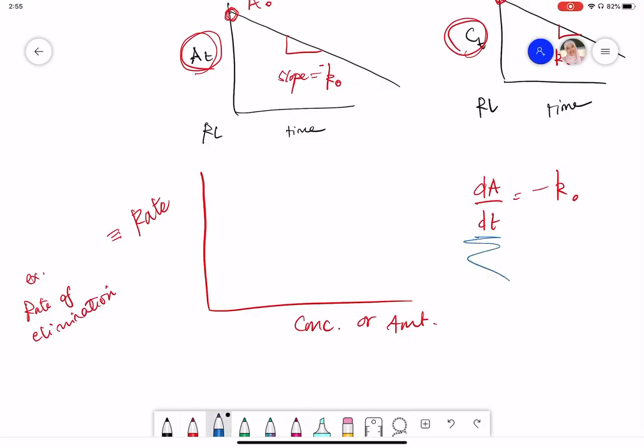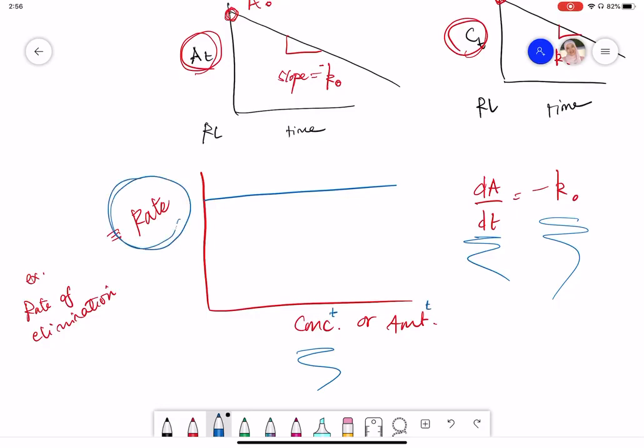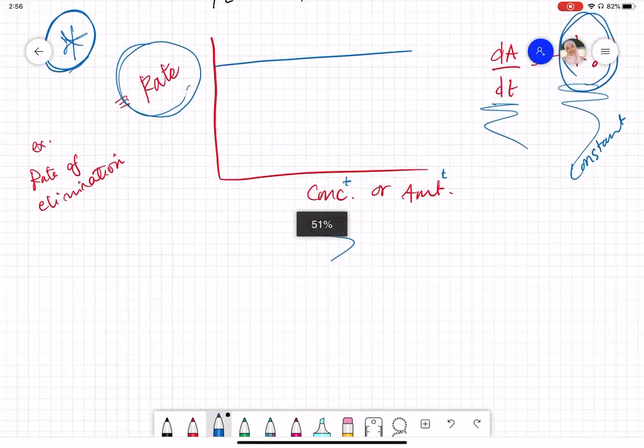Again, the rate would be equal to a constant. So the profile would be constant. Whatever amount we have at a certain time or concentration we have at a certain time, the rate won't change with the concentration or time because it's equal to a constant term, that is the zero order rate constant. So this is important to remember, okay?